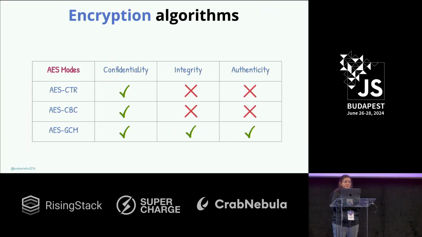So with this, I can summarize it that, okay, CTR provides confidentiality, but not integrity or authenticity. CBC provides confidentiality, but not integrity and authenticity. And GCM provides all the three requirements which we want. So let's go ahead with the GCM mode.